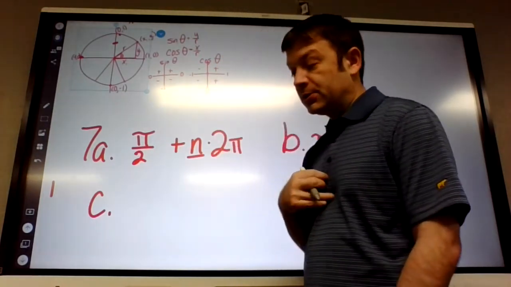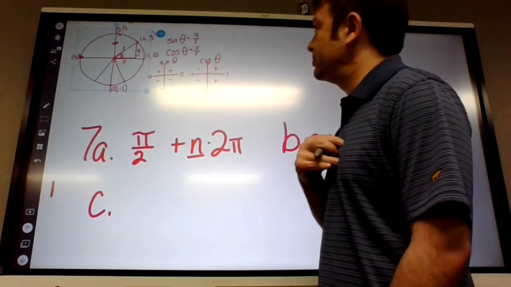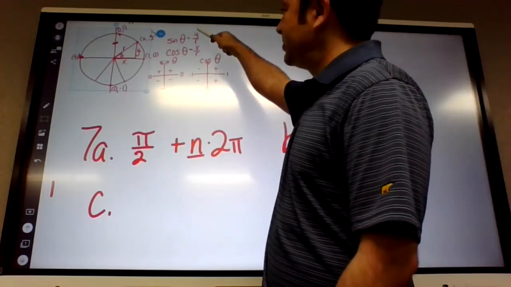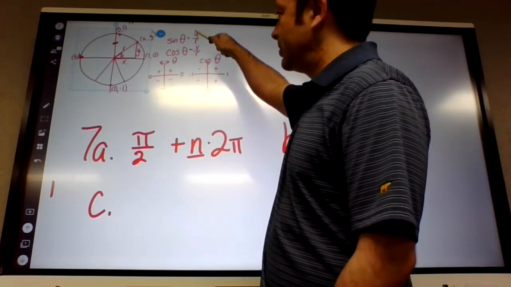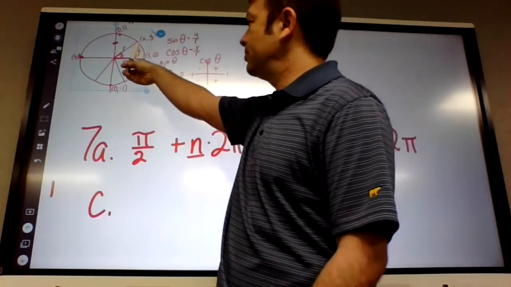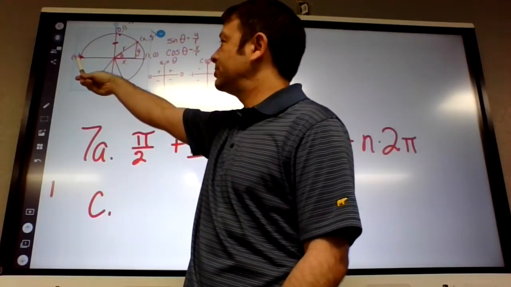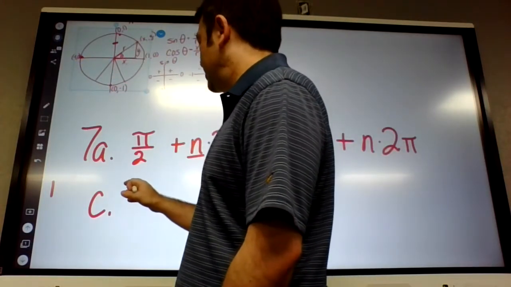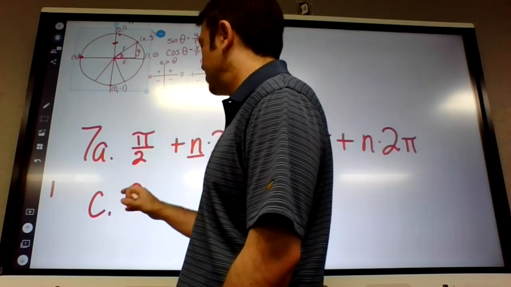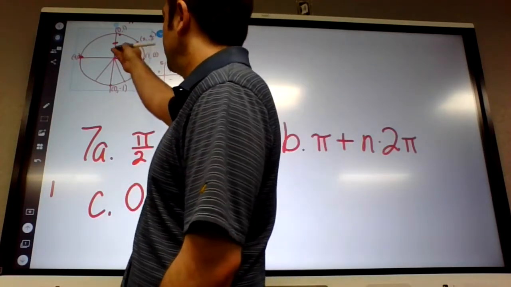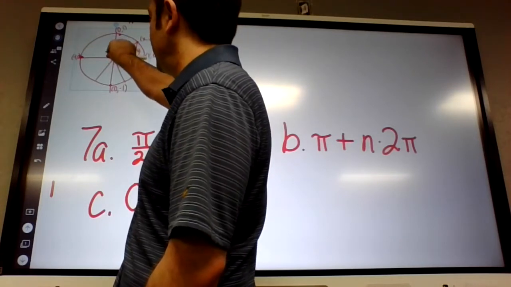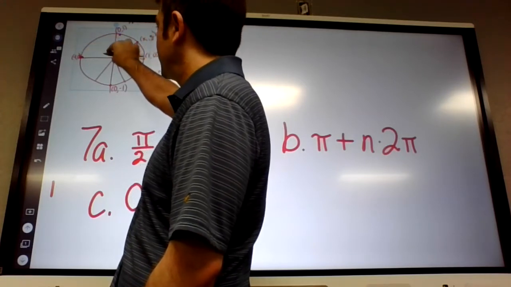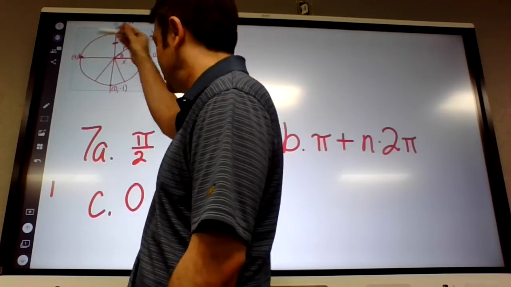Time for a curveball. Where is sine of theta going to equal 0? Sine is based on the y value. Where is the y value equal to 0? 0 and actually 180, 2 places. So the starting place you can say is 0, but instead of rotating 2 pi, you just have to rotate 1 pi before it gets to another spot where it's equal to 0.